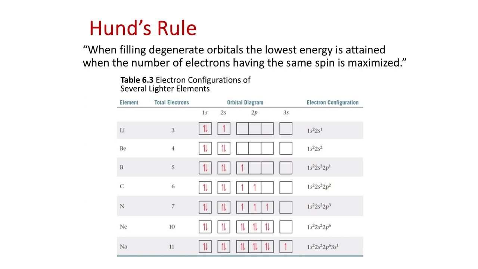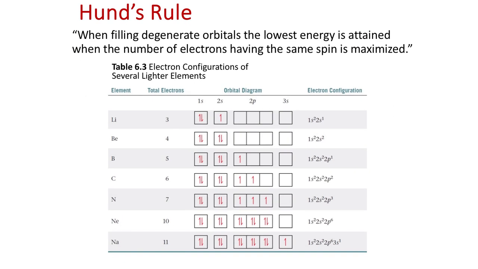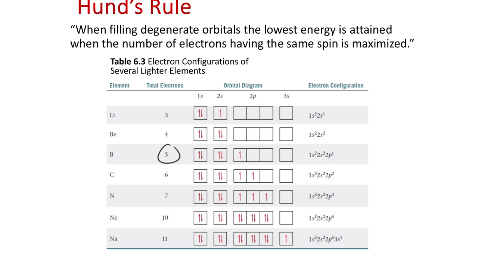And so when we go across from beryllium being a 1s2, 2s2, to boron being 1s2, 2s2, 2p1, we've put 1 electron into the 2p subshell where there are 3 different orbitals. It doesn't matter which one we choose, we're just putting 1 electron into any one of the p orbitals.